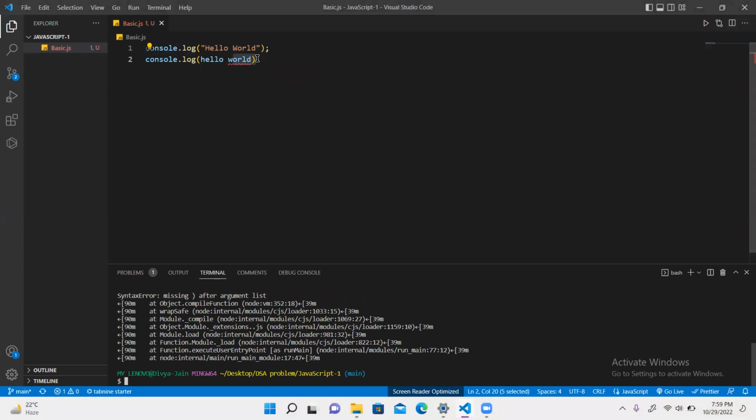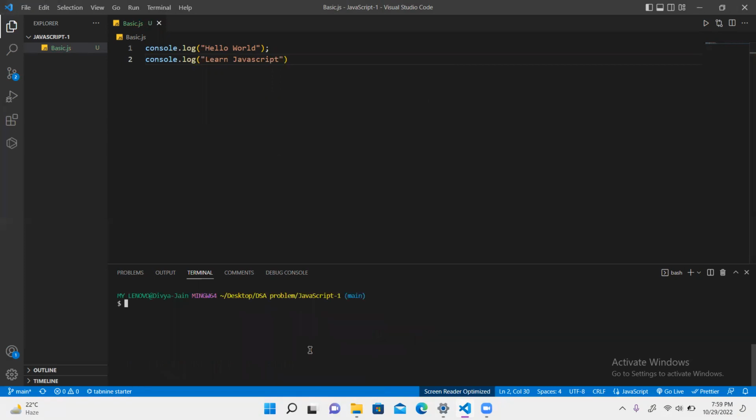So once you write any name, just like I write learn JavaScript. Okay, so learn JavaScript is printed. I will just show you. So node file name basic.js. Look at this. Learn JavaScript is here. Okay, so this is for today.